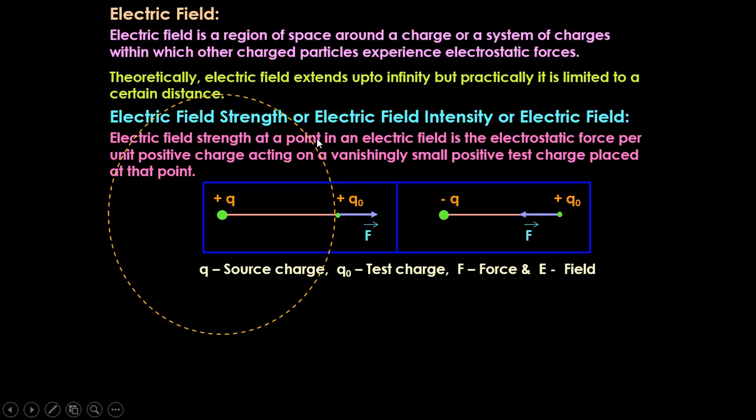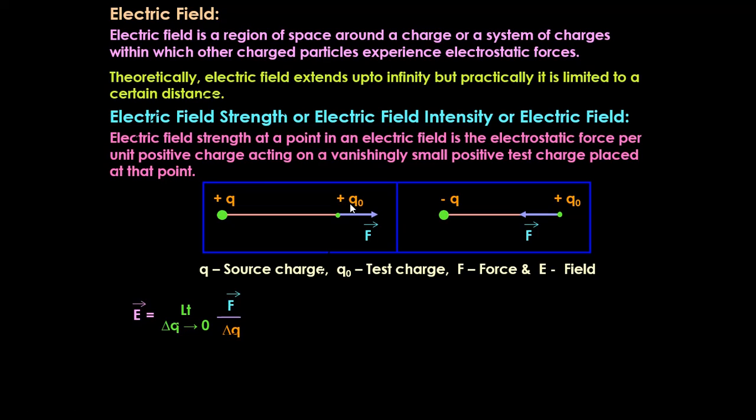We can define electric field strength or electric field intensity in another way also. So electric field, or strength of electric field, can be defined as electrostatic force per unit test charge. So electric field is nothing but the electric force experienced by a unit positive charge, when this unit positive charge is taken very small. So in this way also we can define electric field.